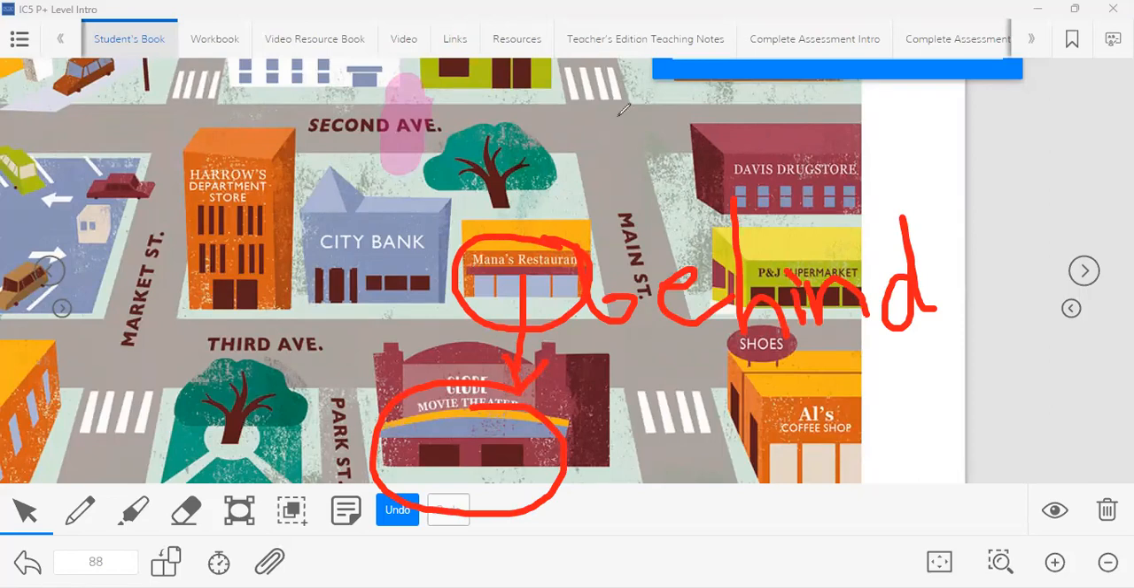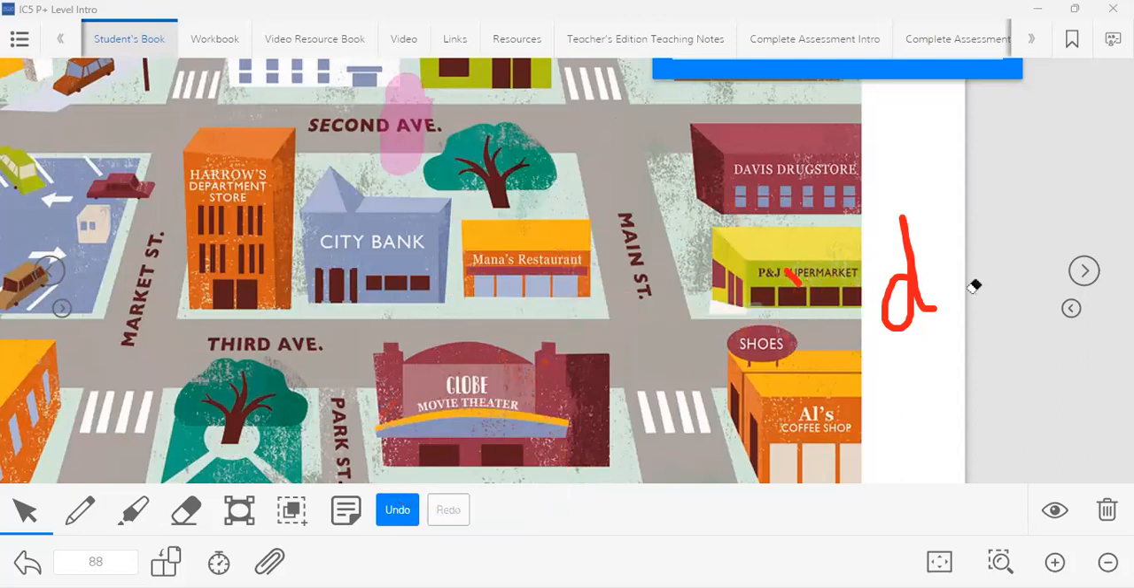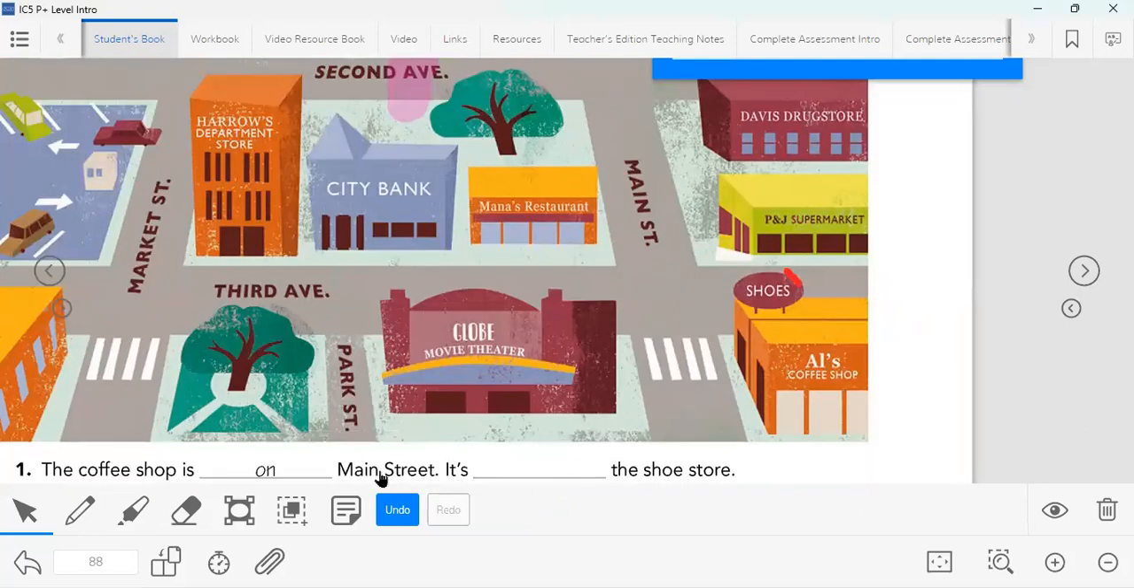Okay, another option, Miss, because we have different options, right? Another option? The movie theater is? Between. Can you use, please, on the corner of?